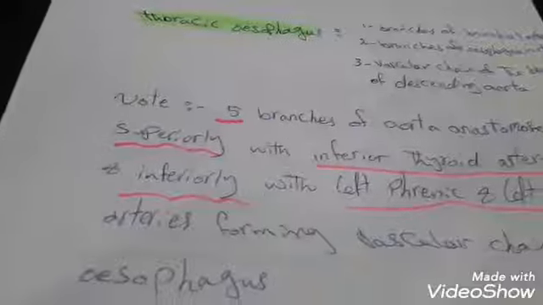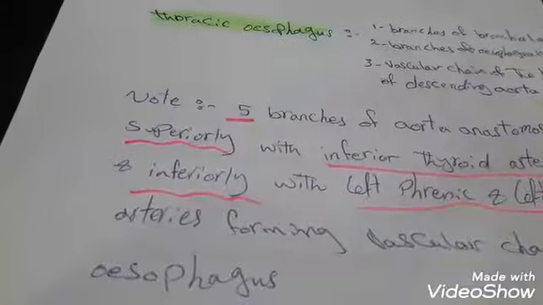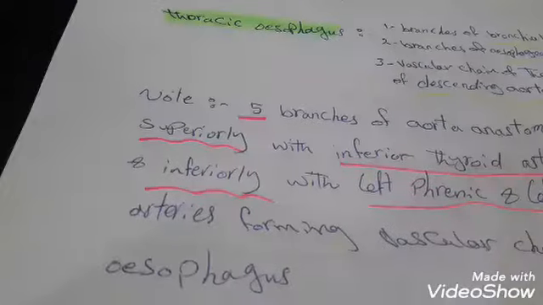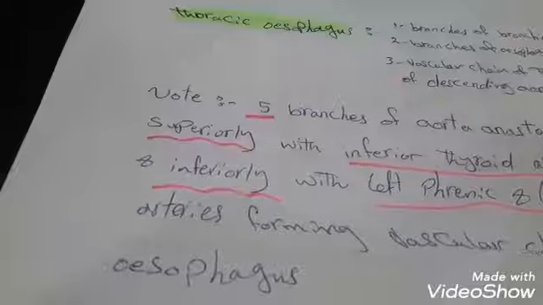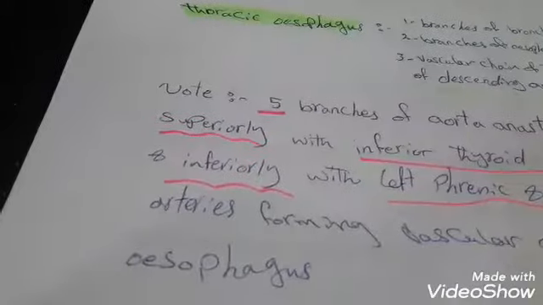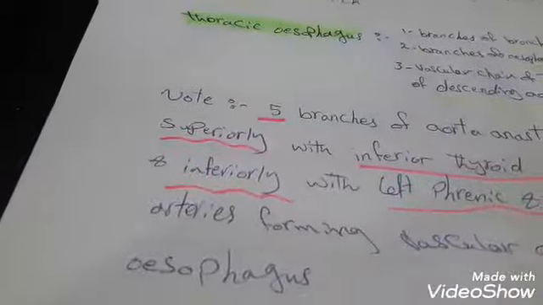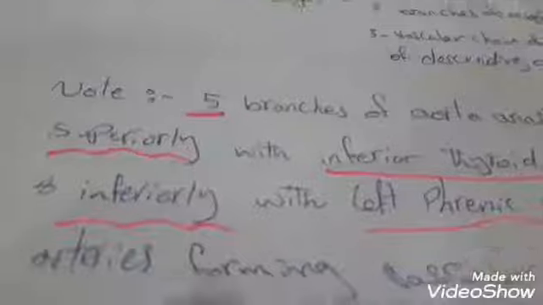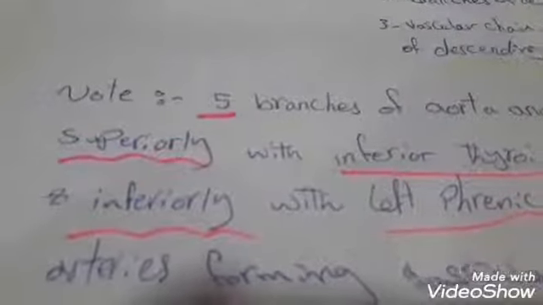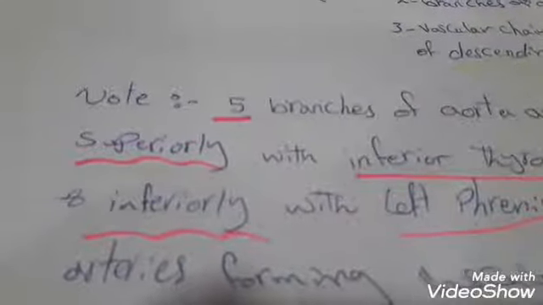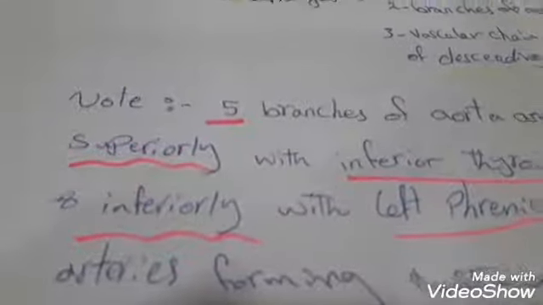So this dense blood supply, the anastomotic nature of the esophageal blood supply, renders this organ, the esophagus, virtually immune to infection. But if injury occurred here, the result is a life-threatening hemorrhage.